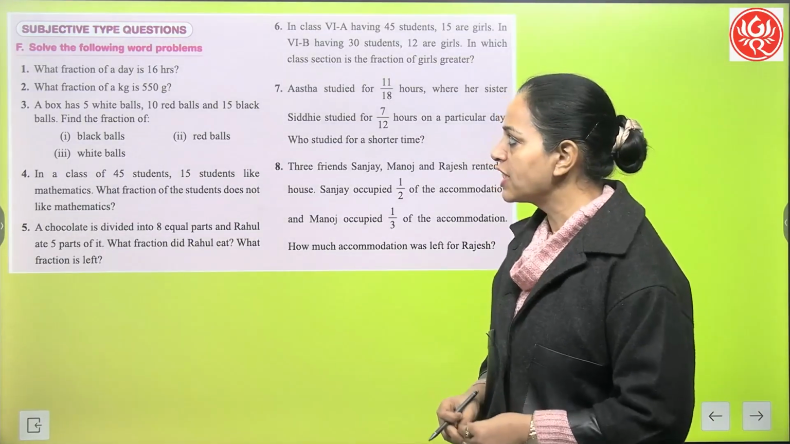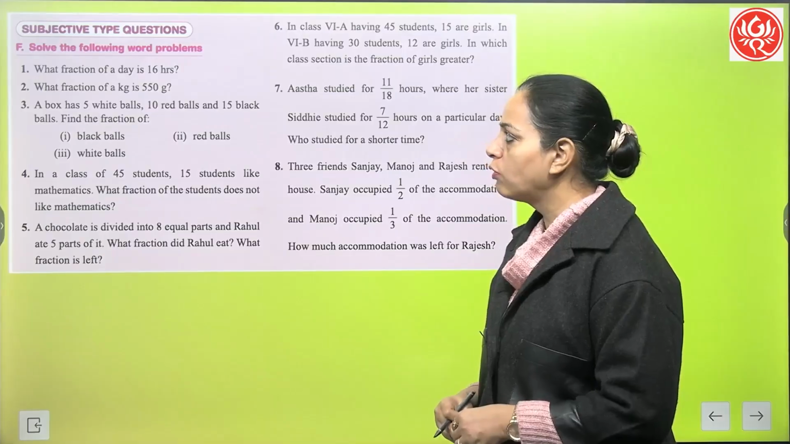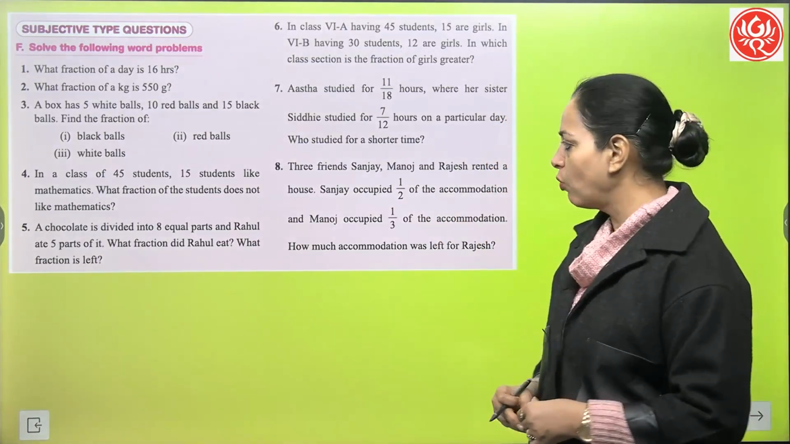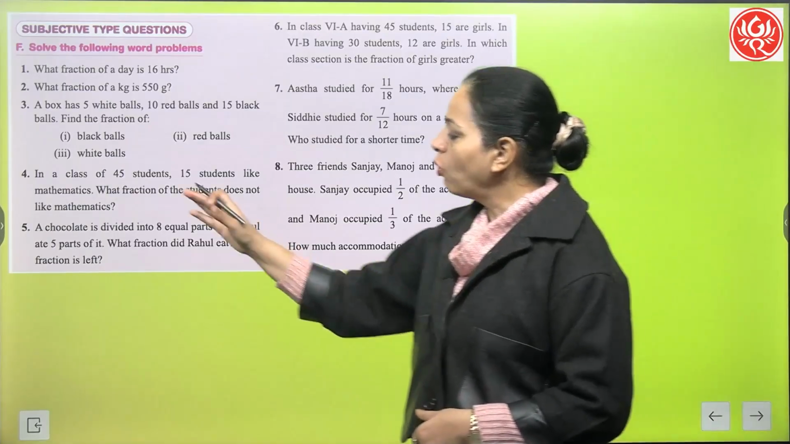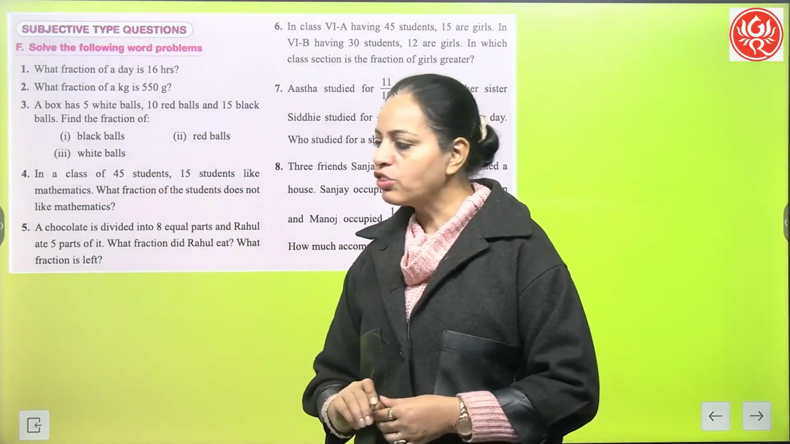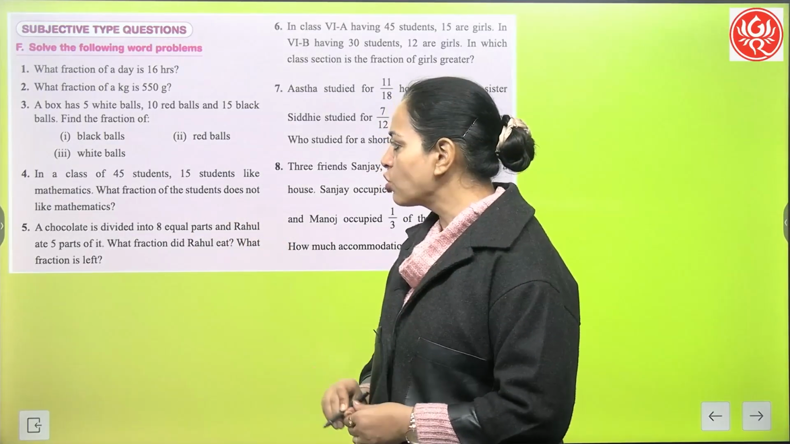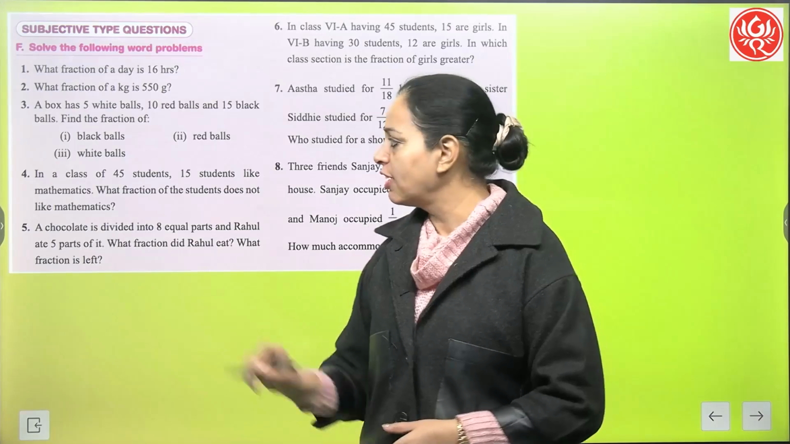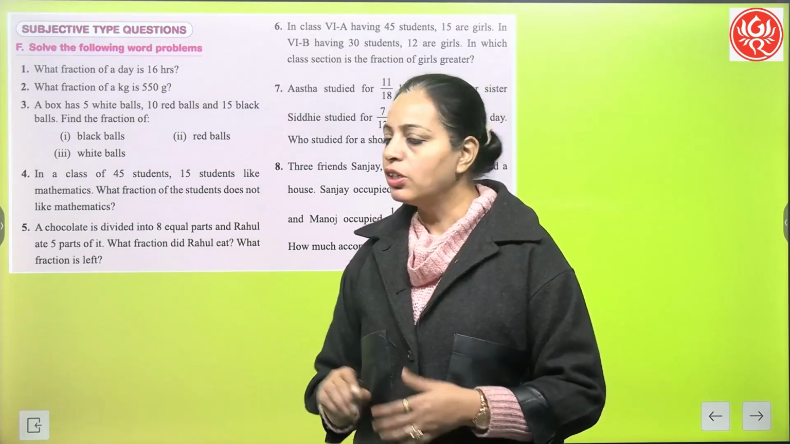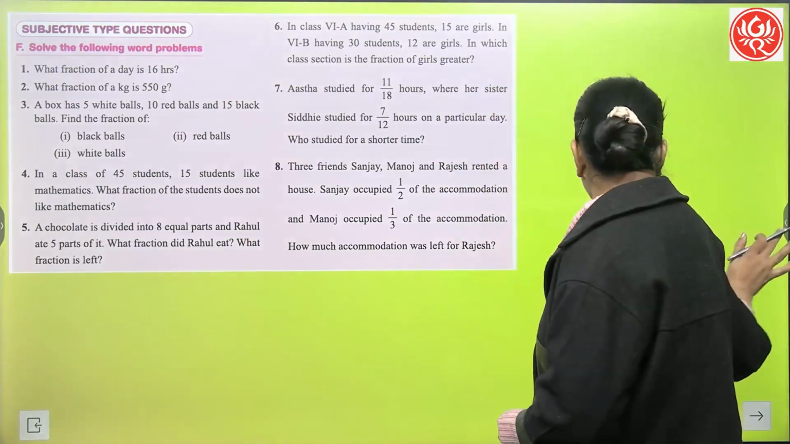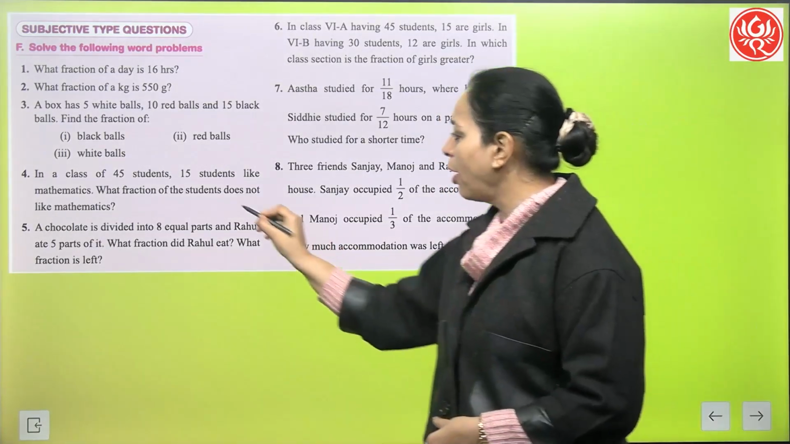Now we have some subjective type questions like F part, solve the following word problems. So you can try these ones. Some questions are over here. Like here, fourth question, in a class of 45 students, 15 students like mathematics. So what fraction of the students does not like mathematics? 15 like mathematics, does not like 30. 45 minus 15, that is 30. So what will the fraction become?